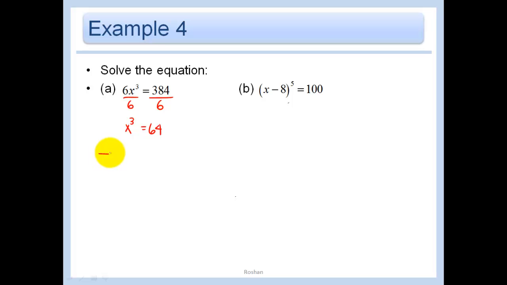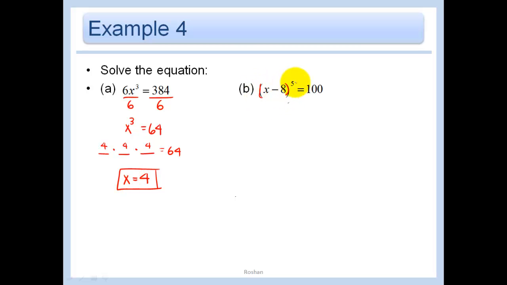I'm asking myself what times what times what equals 64. And I know that answer is 4. In other words, x equals 4. I only have one solution there. That's it. In this one, I've already isolated.